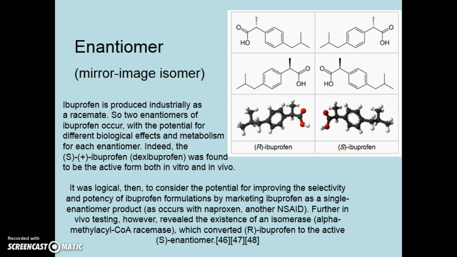Some examples of where this comes into play in pharmaceuticals is, for example, ibuprofen. Ibuprofen, which is like Advil, is produced industrially as a racemate. So two enantiomers of ibuprofen can occur with the potential for different biologic effects and metabolism for each of these enantiomers. Only one form is actually beneficial, so they had to do some testing to find out which one would be the best. What they found is that different formulations of ibuprofen could actually affect how well it works.